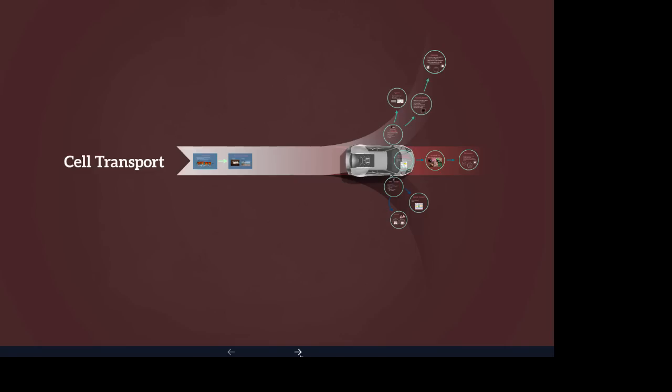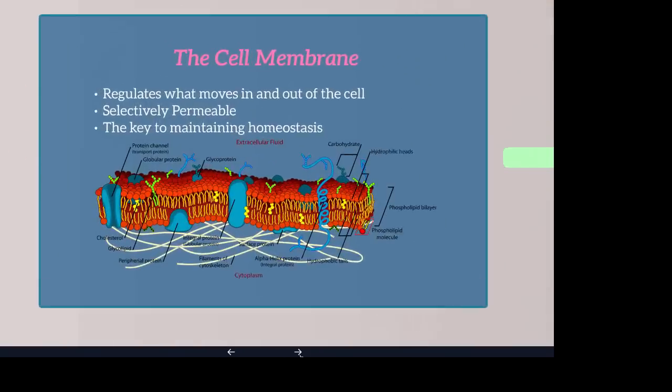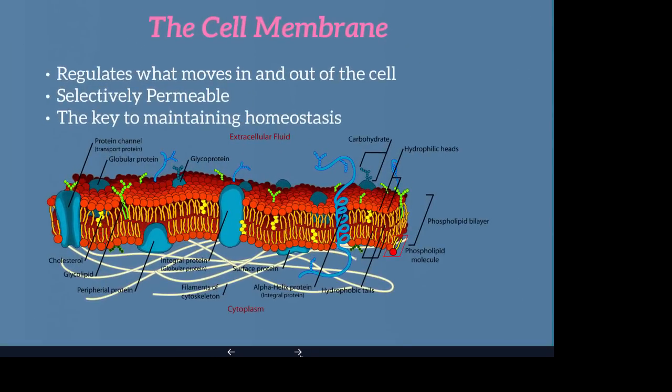So today we're going to talk about cell transport. Now remember, the cell membrane is considered selectively permeable. That means that some things can move into and out of the cell while others cannot. And that's often dictated by whether or not the molecules have a charge, whether or not they're too large, whether or not they are polar, and therefore can't get through that nonpolar middle of the membrane.